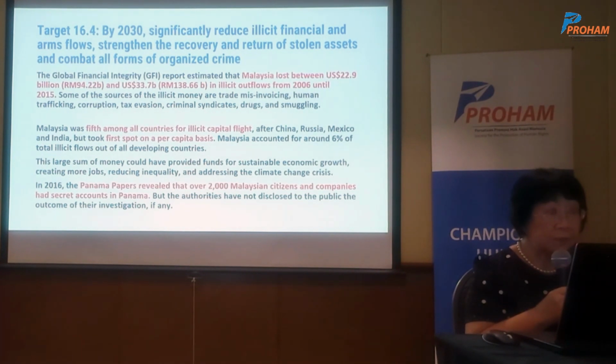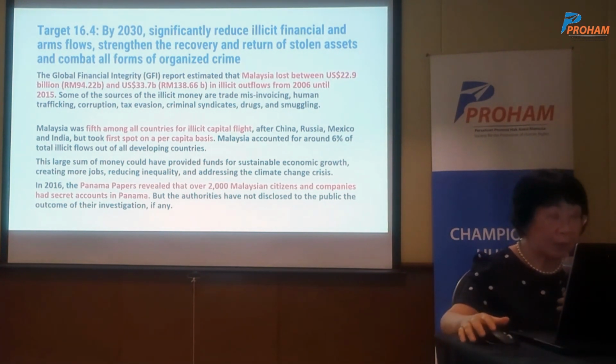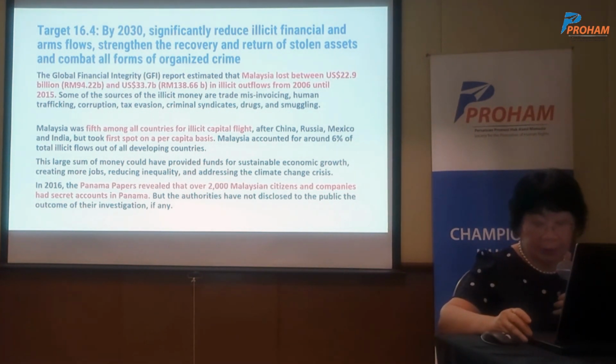And for Malaysia, is the 5th among all countries for illicit capital outflow after China, Russia, Mexico, and India. But we are number 1 on a per capita basis. So Malaysia boleh. So we account for about 6% of total outflows of all developing countries. This large amount of money could have provided funds for sustainable economic growth, creating more jobs, reducing inequality, and addressing the climate change crisis. So we also know about the Panama Papers. No action has been taken.